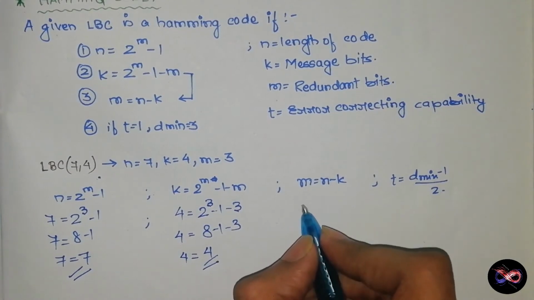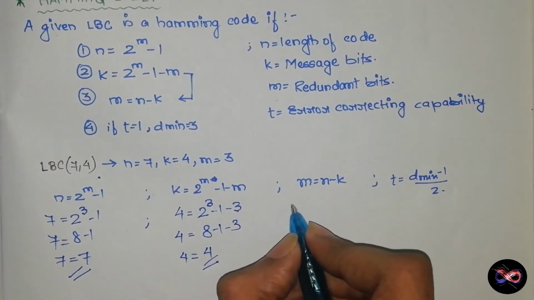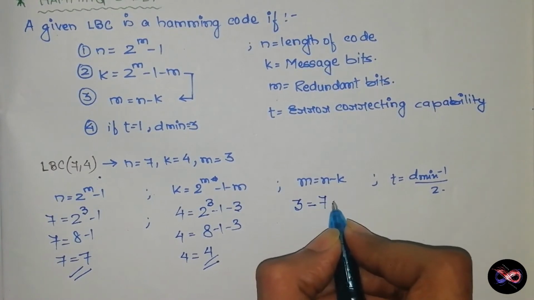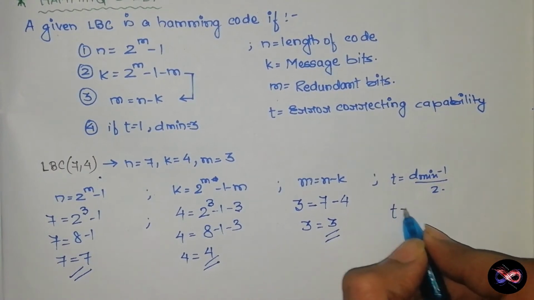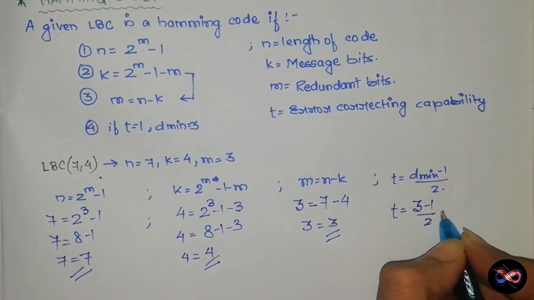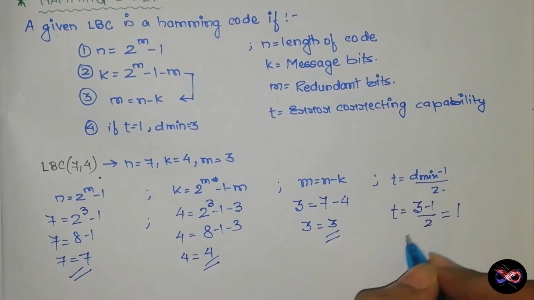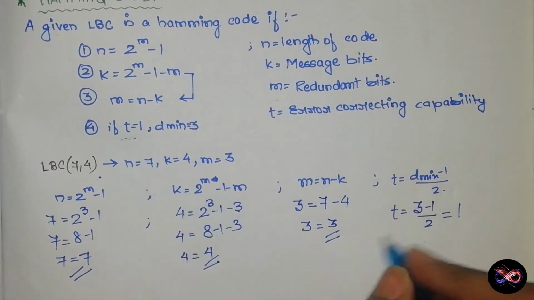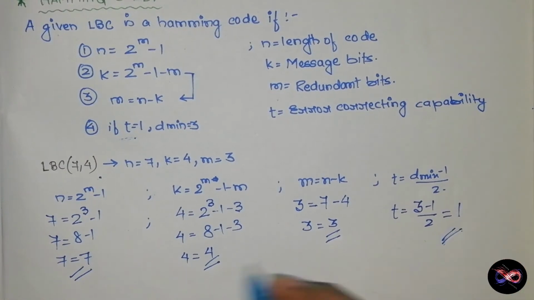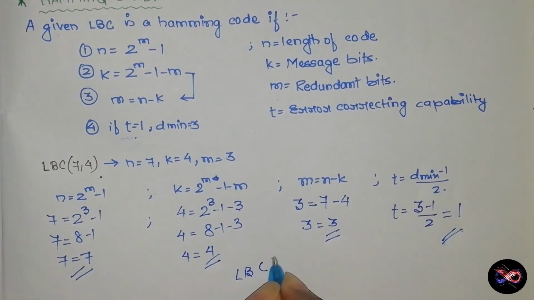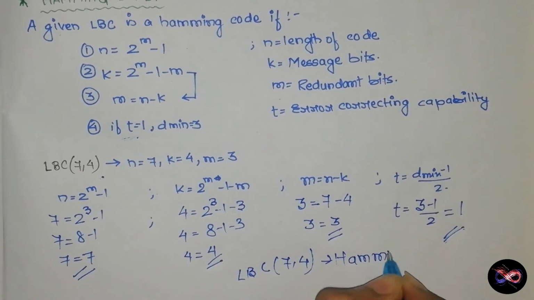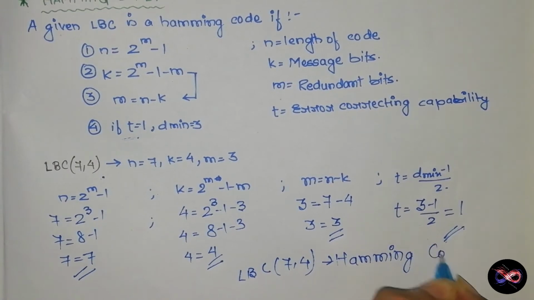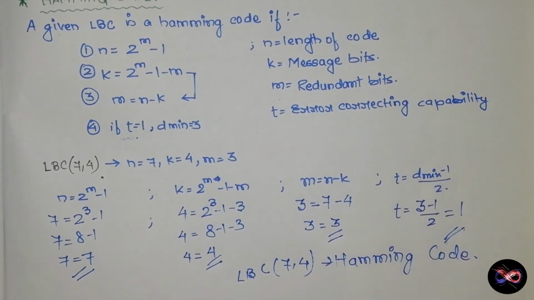The third is m is equal to n minus k. So m is 3, n is 7 and k is 4. So this is also satisfied. And the fourth one is if we put d minimum as 3, so this will come up to be 1 and t is required to be 1. So all the four conditions are satisfied. So we can say that the LBC 7,4 can be considered as a Hamming code. So by these four conditions you can check whether a code is Hamming or not.